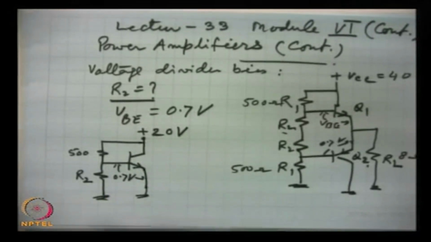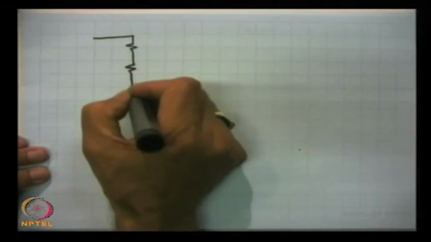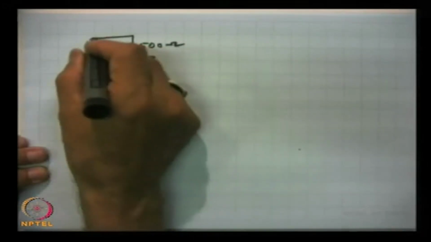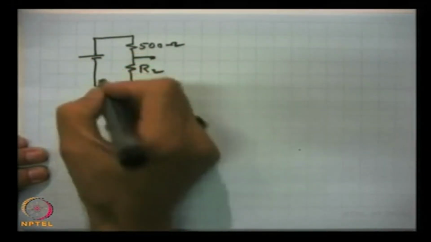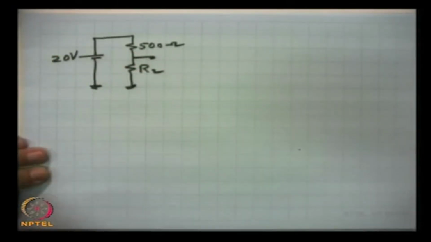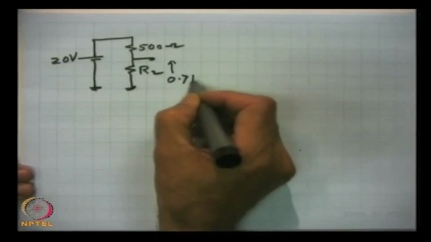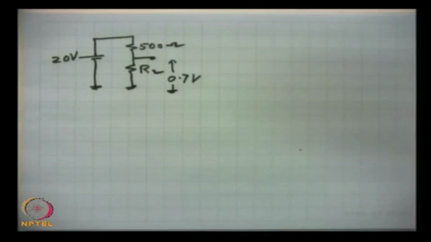So, we have to find out the value so that this voltage is 0.7 volts. It is very simple, this circuit we transform in this way. This is 500 ohms, this is R2, and here is that 20 volts battery. How to find R2 such that it produces a voltage of 0.7 volts here? I am sure the problem is now clear. How to do that? What is the current I through this circuit?